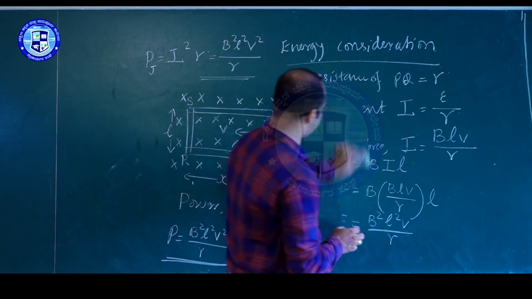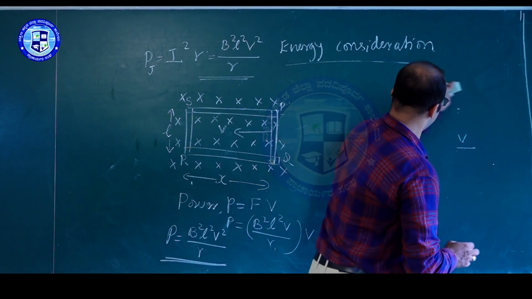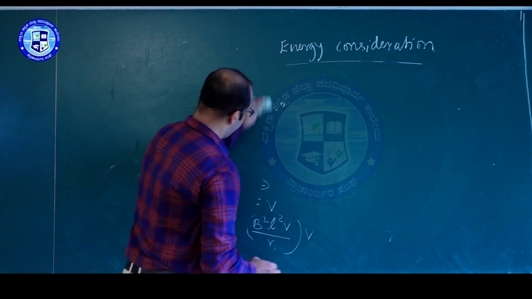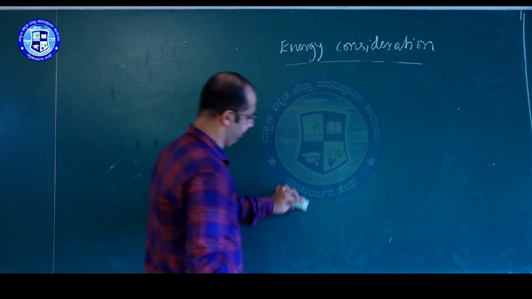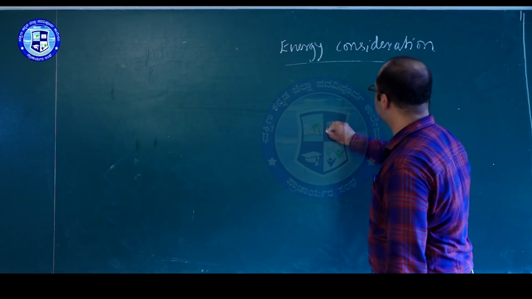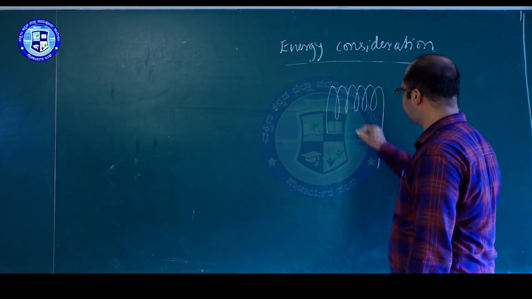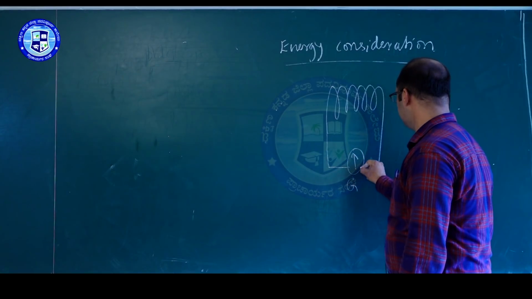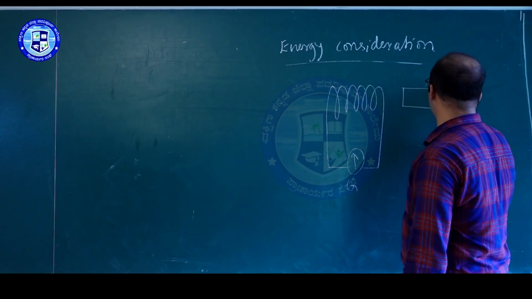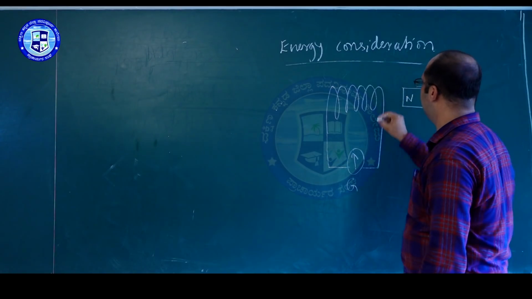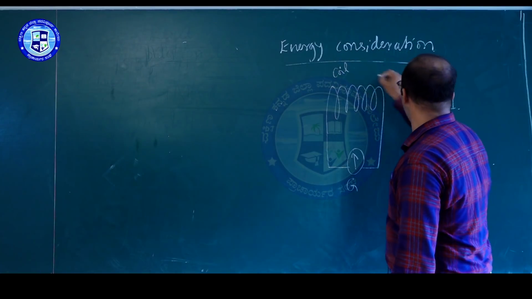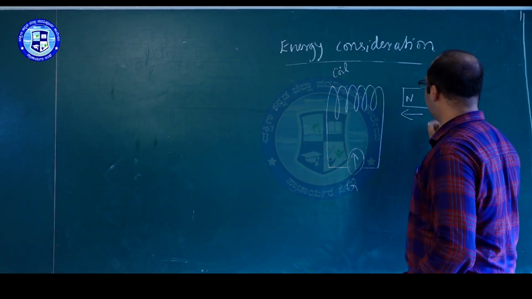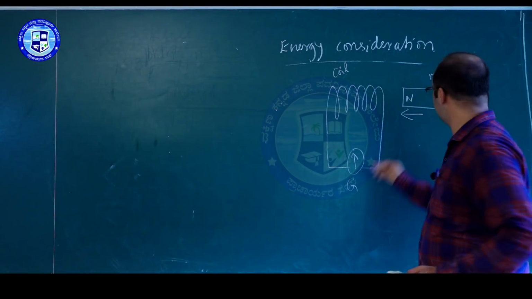This concept of energy consideration, the law of conservation of energy, can also be explained with the coil magnet experiment. We can explain it easily in another way. By considering one coil connected to a galvanometer, as in the coil magnet experiment, and the bar magnet NS. This is the coil and this is the magnet. In the coil magnet experiment, the magnet is moving towards the coil, that is the mechanical energy.